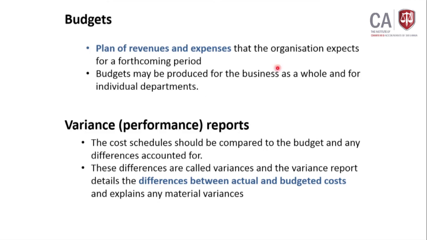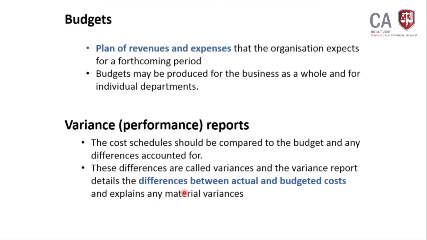The variance is the difference between actual and budget. The cost schedules should be compared to the budget, and any difference encountered is called a variance. The variance report details the differences between the actual and budgeted cost. So you may have budgeted, then you will see the actual.